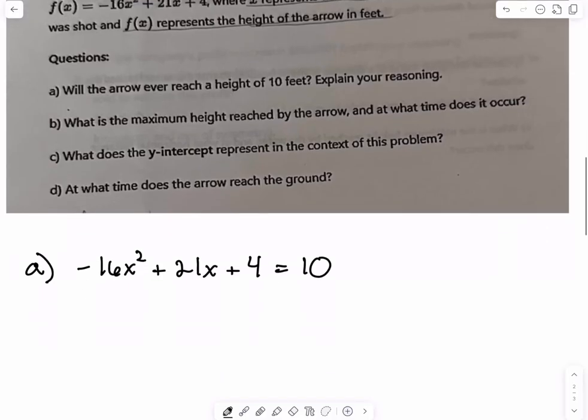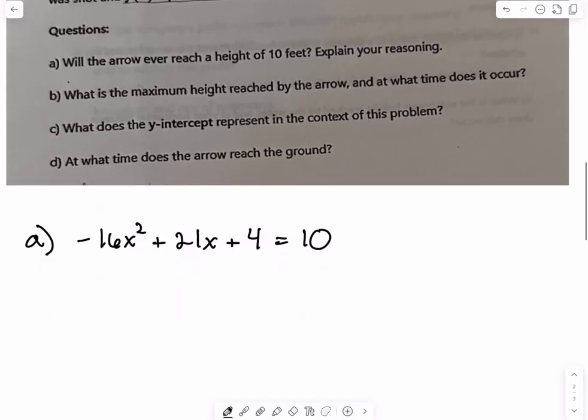So we're going to set it to 0. So we'll subtract 10 from both sides. Negative 16x squared plus 21x, 4 minus 10 is negative 6, equal to 0. Do we have any greatest common factors? Right, we're trying to factor this.